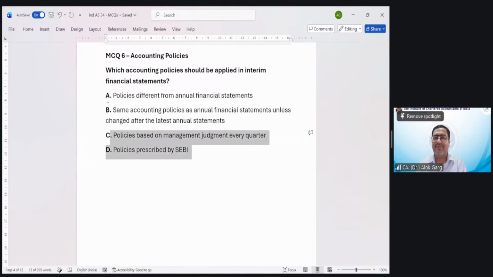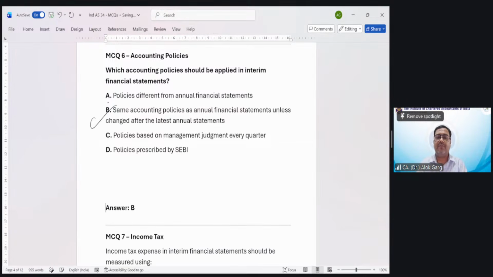Option C: policy based on management judgment every quarter. Option D: no, policy prescribed by SEBI. No, SEBI said you have to apply Ind AS. B is the right answer, my dear friend. B is the right answer. Yes.